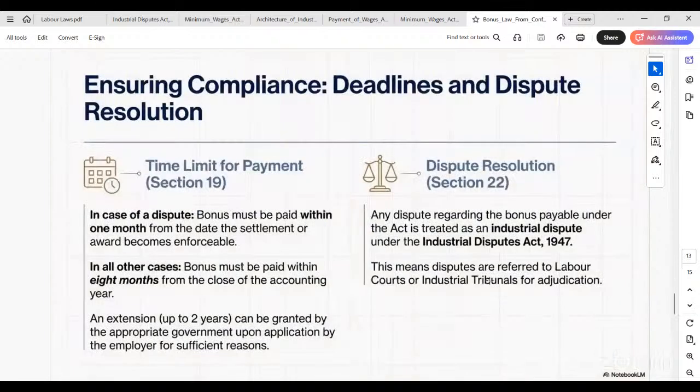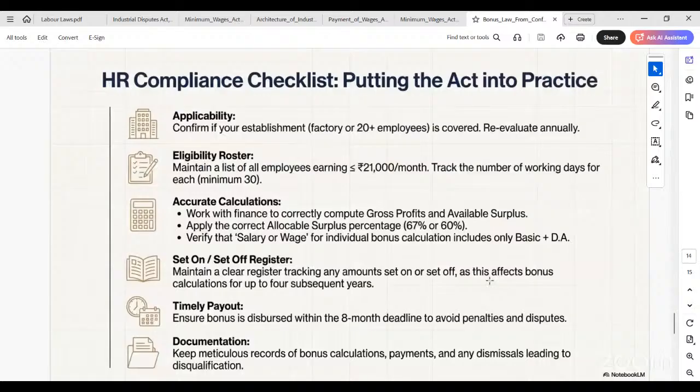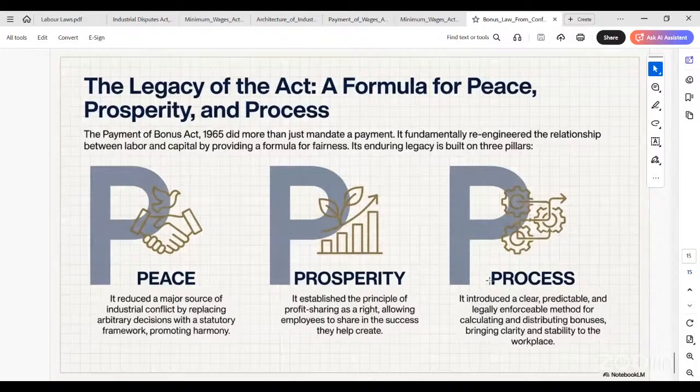Okay. Ensuring compliance deadlines and dispute resolution, the limits we mentioned here. And an HR compliance checklist, putting these practices in place, the set of all this registration. Like the legacy of this act, a formula for peace, prosperity, and progress. Whatever profits there are, both parties can share, and there is prosperity, good relations, and growth through this profit.